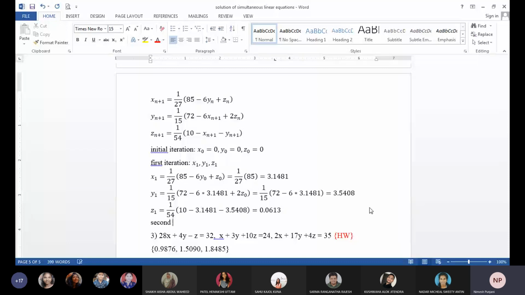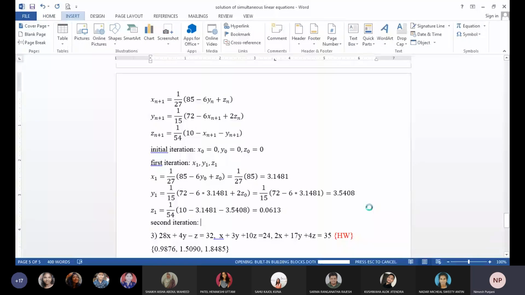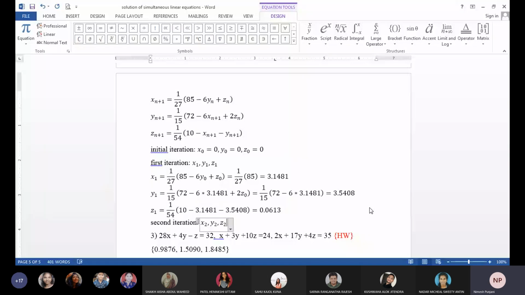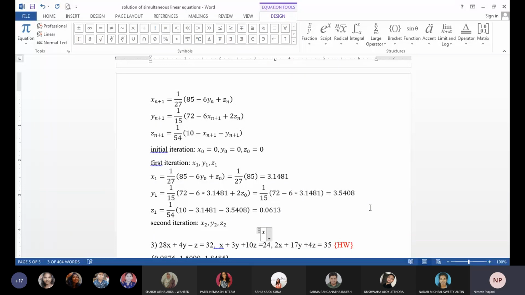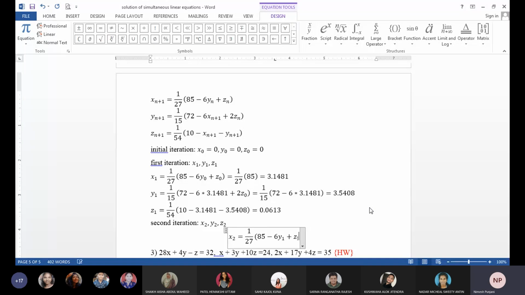Now we will start with the second iteration. Second iteration is x2, y2 and z2. As we had discussed, we will first write down the formula for your x2. This is what will be the formula of your x2: 1 upon 27, 85 minus 6 times y1 plus z1.